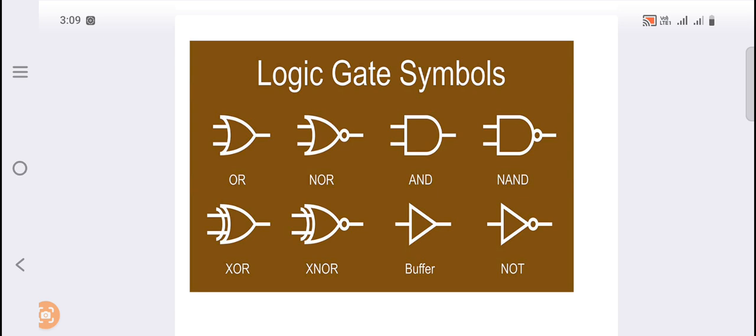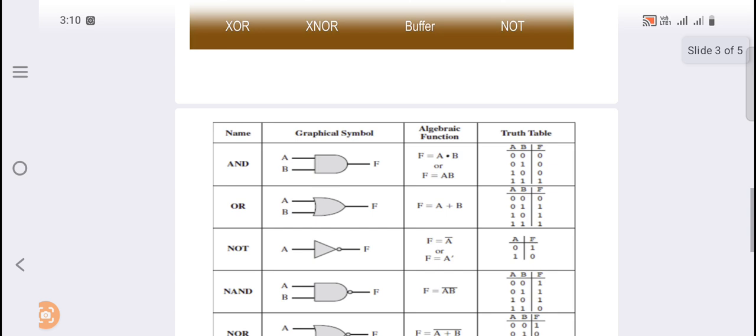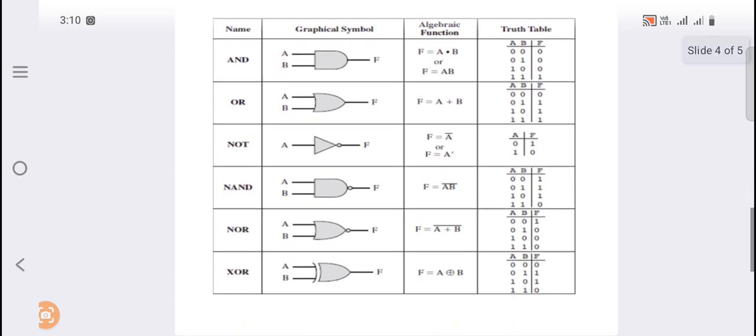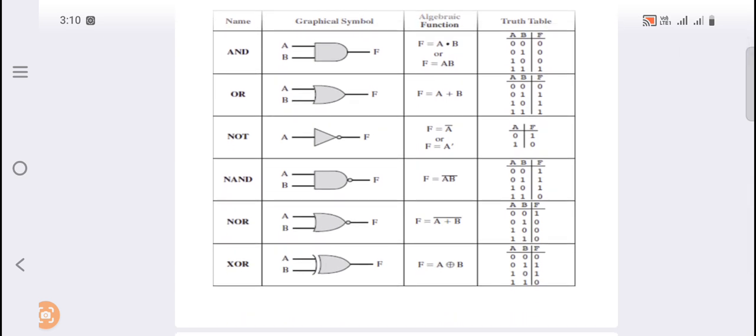This is the logic gate symbol. Now the name, the symbol, the function and the truth table of the different logic gates.